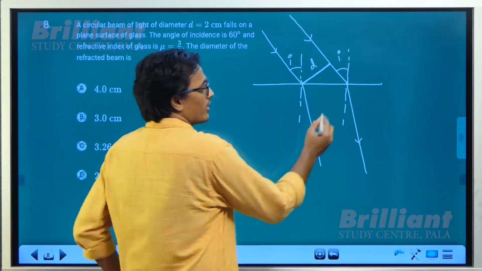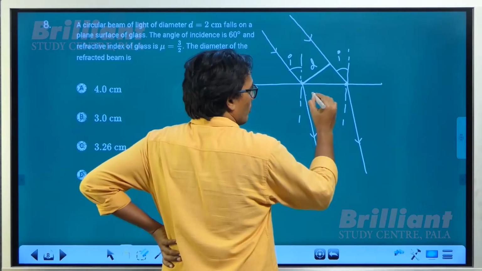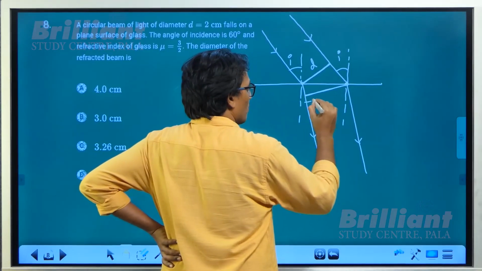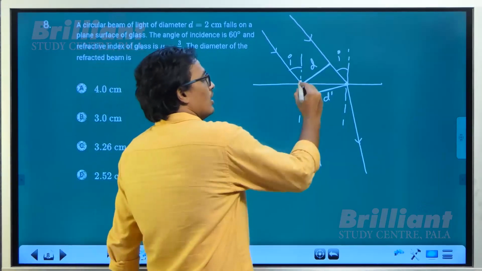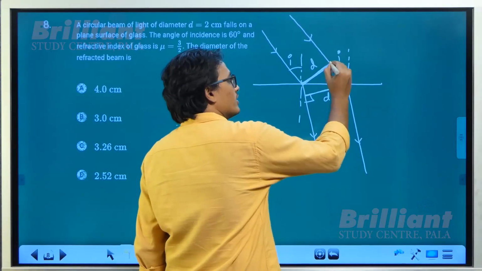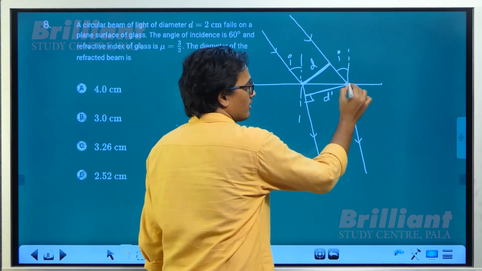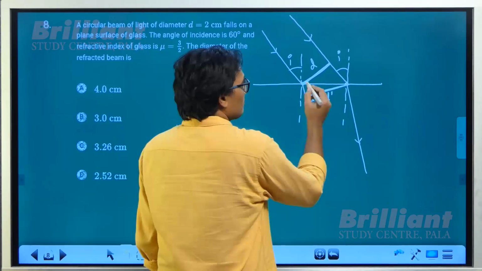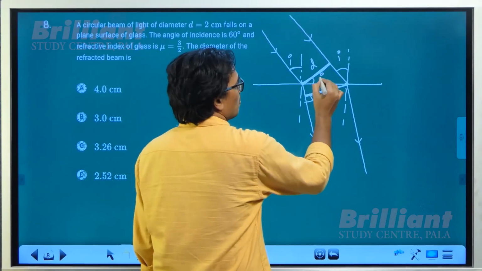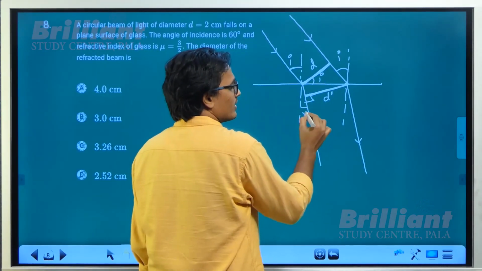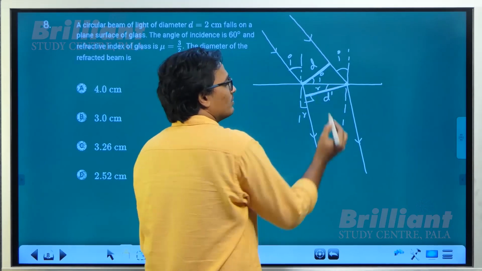Okay. So again, draw a perpendicular from here. This is the new diameter. Draw perpendicular initially. This is the initial diameter. Draw perpendicular finally. This is the final diameter. This is I. So this will be I. This angle is R. So this angle will be R.